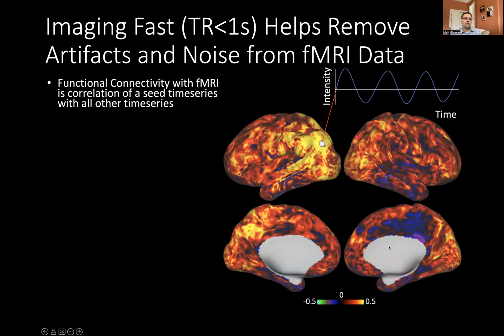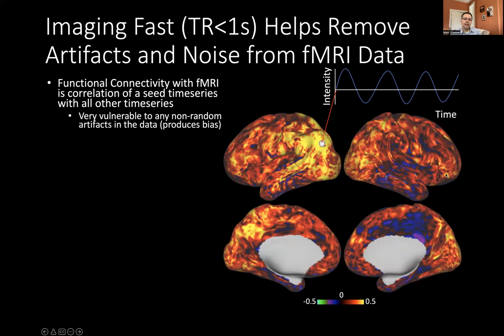We talked about imaging with a fast TR, and that really helps to remove artifacts and noise from the fMRI data. So we can take a functional connectivity map here. So here's the seed location with this white sphere. Here's a cartoon time series, and this basic functional connectivity map is the correlation value of this time series with all of the other time series in the brain here. And this is without any data cleanup. And doing these types of correlational analyses is really vulnerable to any kinds of non-random artifacts in the data.